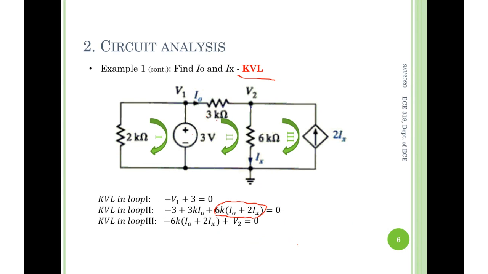This is in loop 2. Inside of this loop, following this rotation direction, you're trying to find out the voltage here with this polarity. And then what do you do? Following Ohm's law, 6 kilo ohm times the current through it equals the voltage across it. Resistance 6 kilo is given. Then what is the current through it?